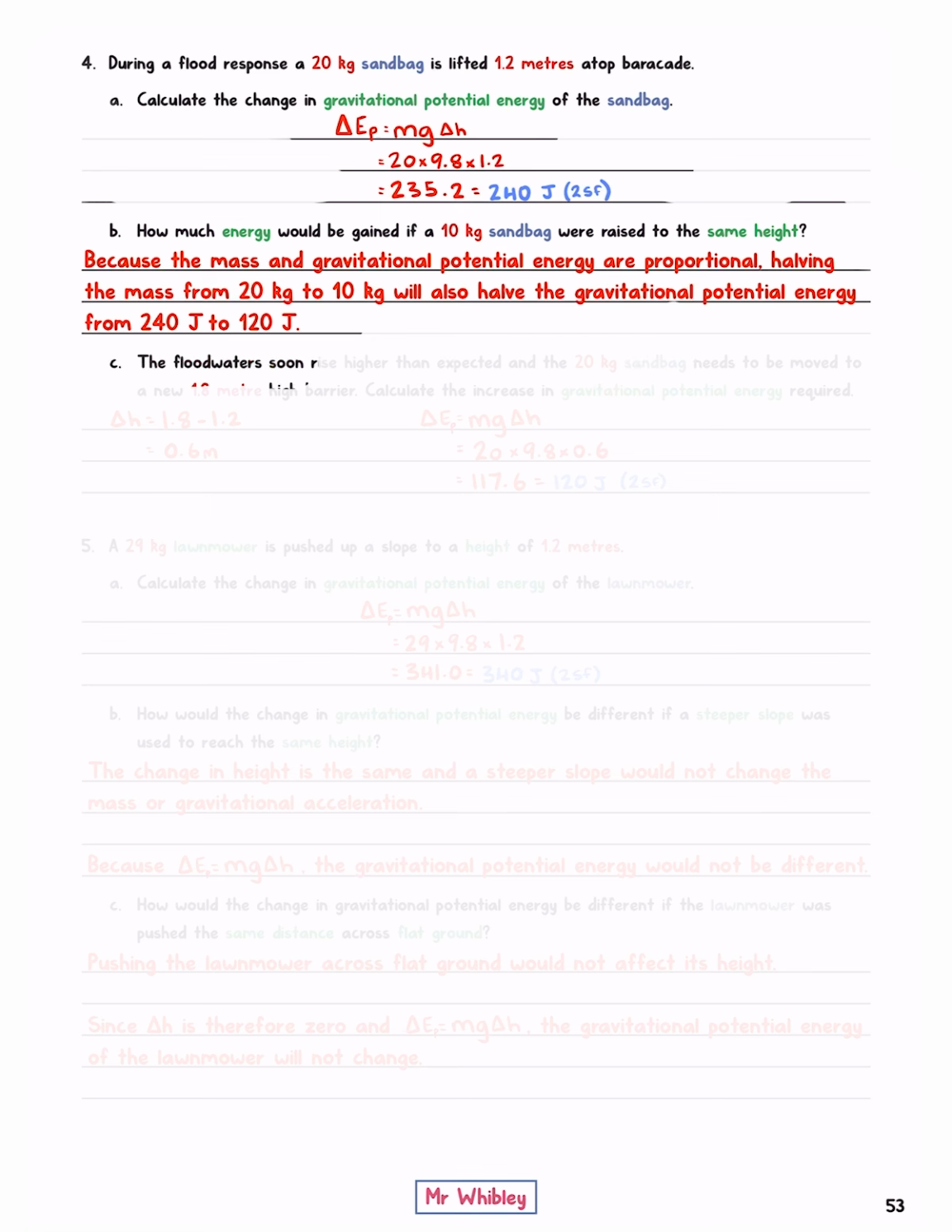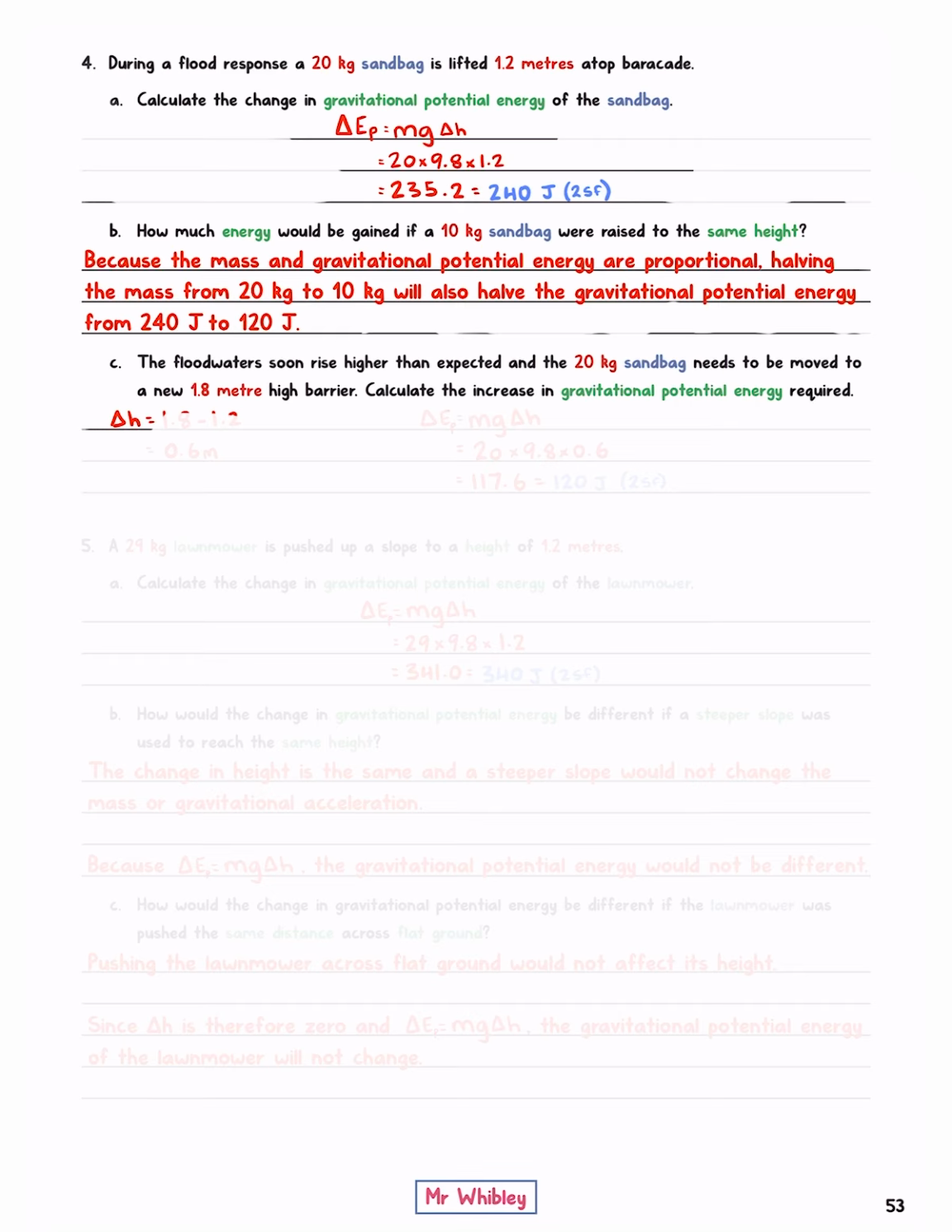The floodwaters soon rise higher than expected, and the 20 kilogram sandbag needs to be moved to a new 1.8 meter high barrier. Calculate the increase in gravitational potential energy required. Our change in height is the difference between our two heights, which is 0.6 meters. Putting this into our gravitational potential energy equation, along with our mass and our gravitational acceleration, gives me 117.6 or 120 joules to two significant figures.